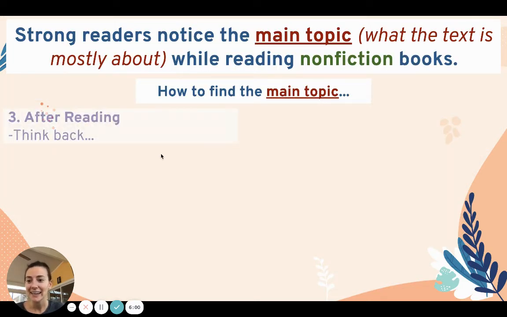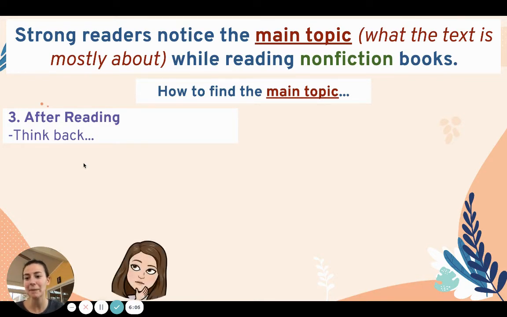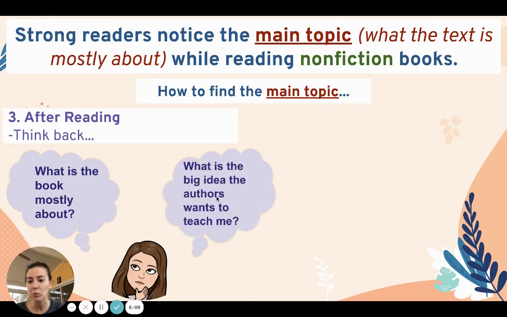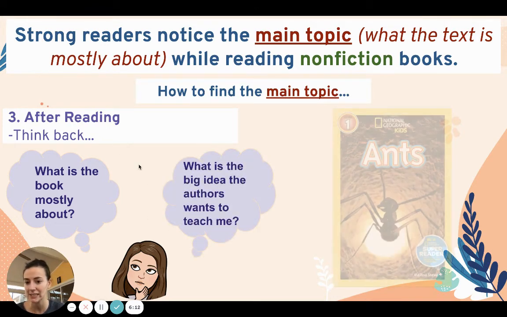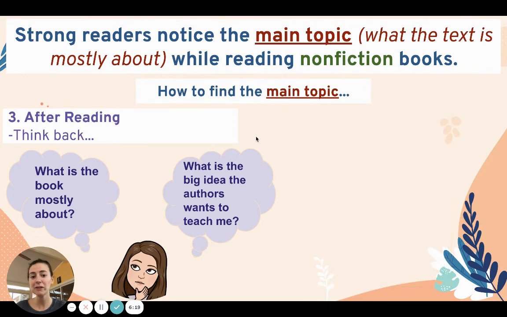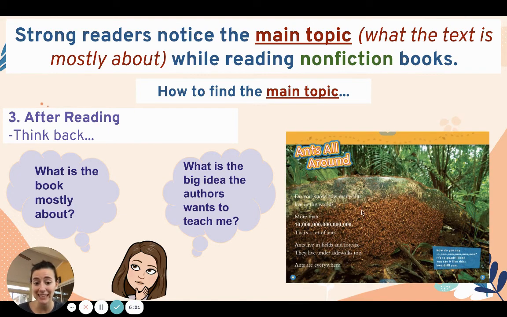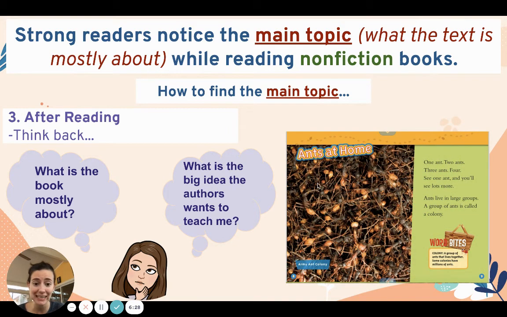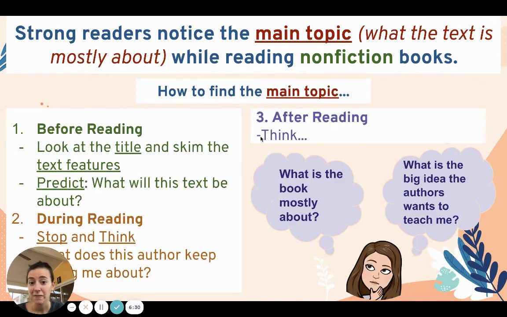All right, now we have to think about after we're done reading. We need to think back on the book. We need to think, what is this book mostly about? And what is the big idea the author wants to teach me? Well, we remember that the title said ants. We remember that we learned about ants are everywhere. They're all around the world. We learned about the different parts of an ant, and we learned about ants at home. Friends, we've done all of these things.